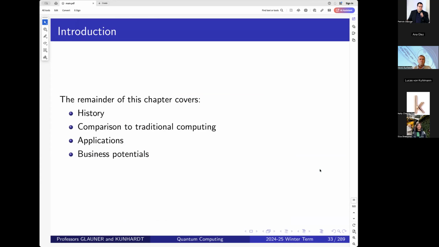And with that, I will pass the floor to Horst, who will provide you a bit of his introduction on things like history, comparison to traditional computing applications, business potentials, and he'll set, I guess, some kind of roadmap for what we're going to explore in the coming weeks and months.